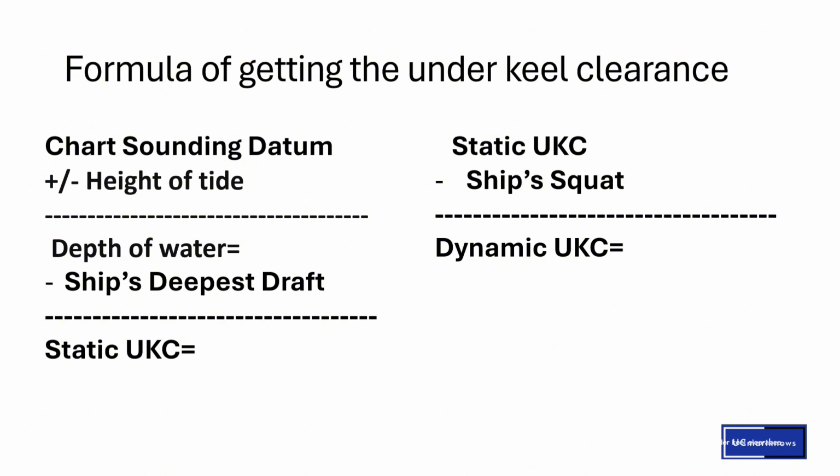Chart sounding datum added or subtracted to the height of tide, and the answer will be our depth of the water, from which the ship's deepest draft is subtracted, to which the answer will be our static underkeel clearance. After calculating the static underkeel clearance, the ship's squat is then subtracted from it, to which the answer will be the dynamic underkeel clearance or the final UKC, which the company policy should be referred to for whether it passes the standard or not. If it does not, then a certain part of the passage plan needs to be changed.